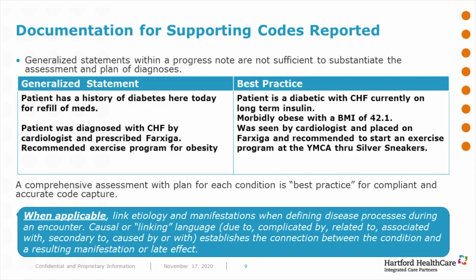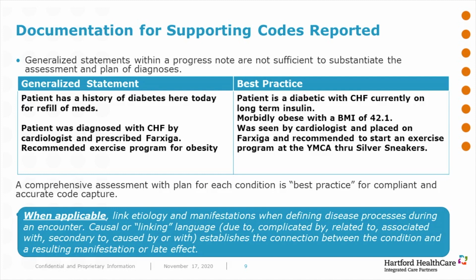So best practice would be, for a coder: Patient is a diabetic with congestive heart failure, currently on long-term insulin, morbidly obese with a BMI of 42.1, was seen by cardiologist and placed on Farxiga and recommended to start an exercise program at the Y through Silver Sneakers. That really speaks to the diabetes and the congestive heart failure. I am not wondering, okay, so how obese is the patient?